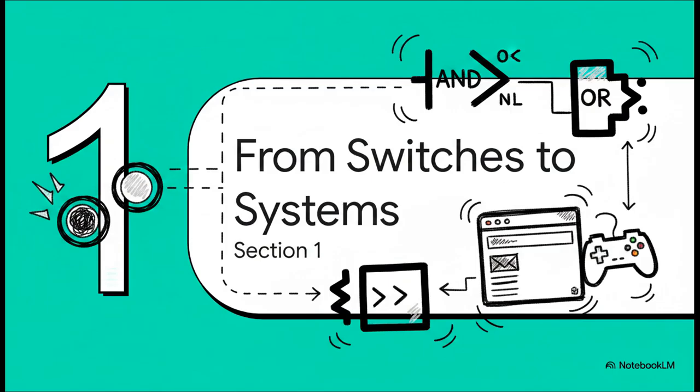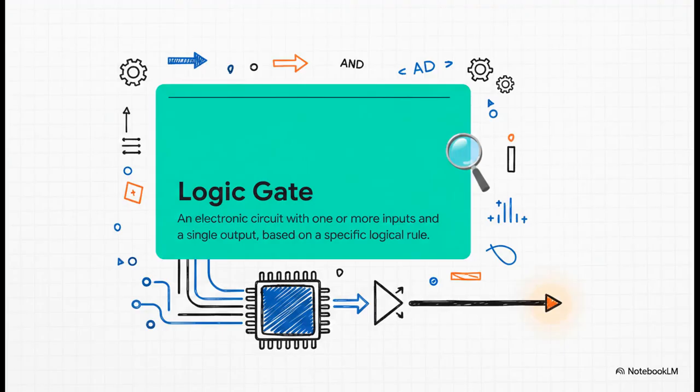So that's the big question, right? How do we go from a simple on-off switch to something as incredibly complex as a web browser or a video game? Well, the answer is that we teach those switches the rules of logic. And that's where these things called logic gates come in. You can think of them as the absolute basic building blocks of any computer circuit. A logic gate is basically a tiny decision maker. It looks at one or more inputs, those ones and zeros we talked about, and then spits out a single output based on a very specific rule. This is how we get a simple switch to start thinking.